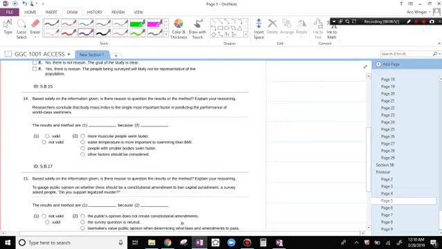Is there reason to question these results? Researchers conclude that body mass index is the single most important factor in predicting the performance of world-class swimmers. This doesn't seem valid because you need to consider other factors as well.